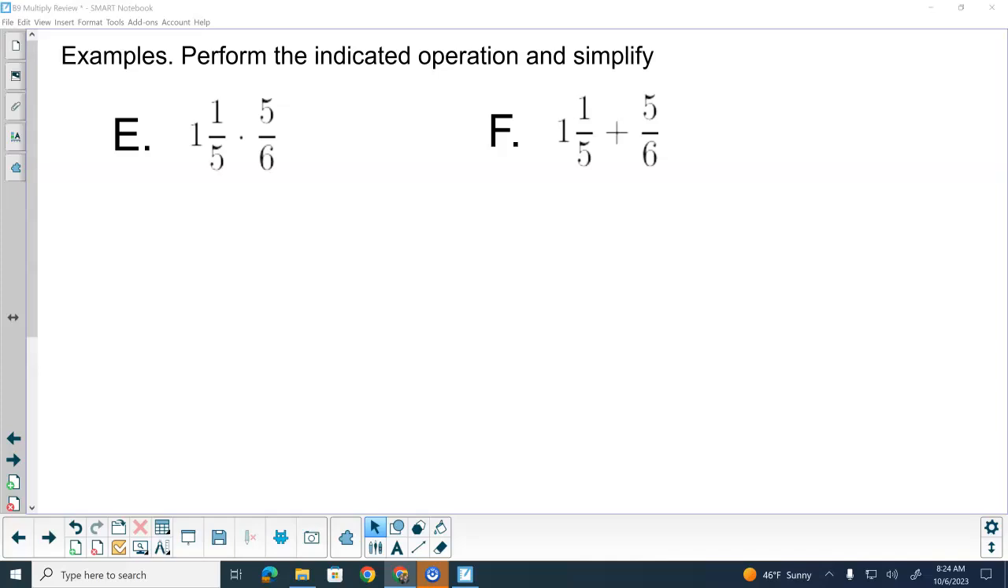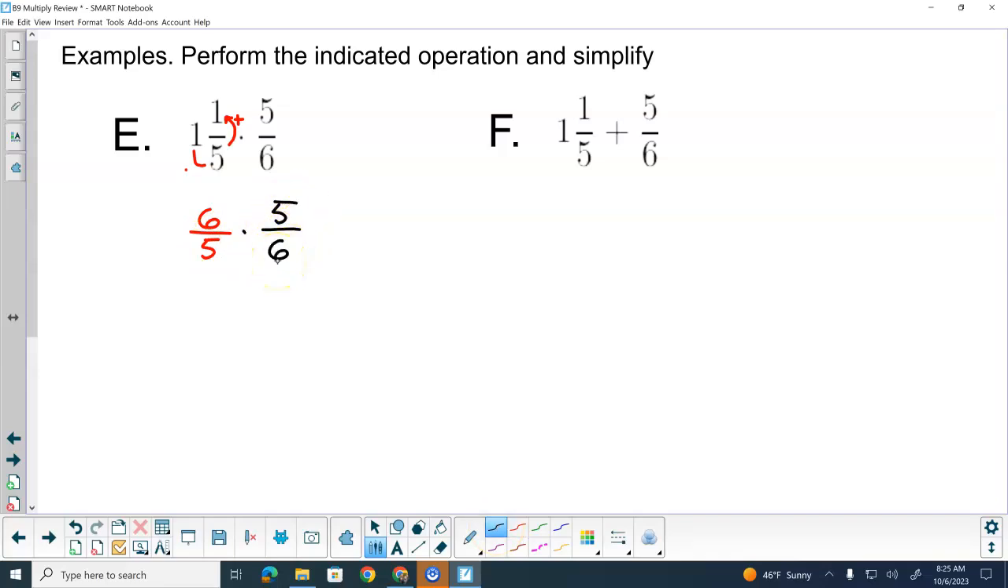Multiplying. If I've got a mixed number in multiplication, what's the very first thing I have to do before I can even do anything? I have to make it an improper fraction first. So that's going to be 1 times 5, we multiply there, that's going to be 5. Then we add, and so we're going to have 6/5 for that one, and then times 5/6.